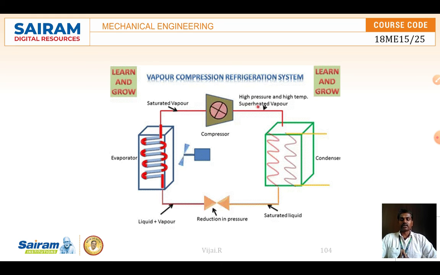Once again, looking at this diagram, when it passes through the evaporator, it becomes hot vapor. That vapor goes to the compressor, where it is compressed and sent to the condenser. In the condenser, it is converted again into a liquid. That liquid again passes through the reduction valve, that is the throttle valve. Then the cyclic process goes on. So this is how a vapor compression refrigeration system works.